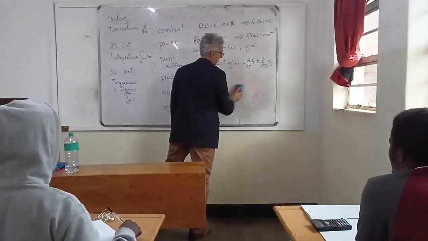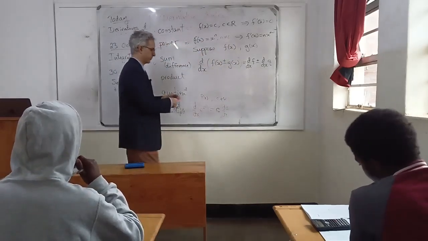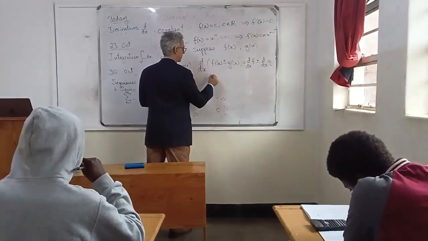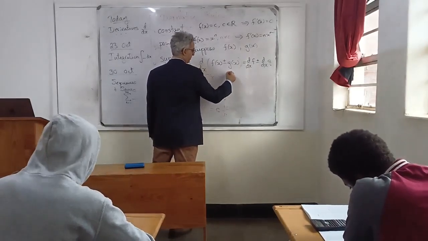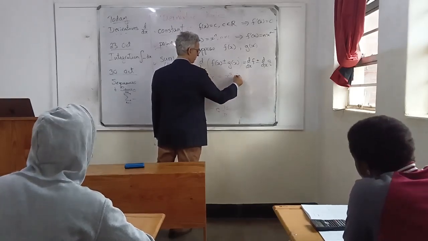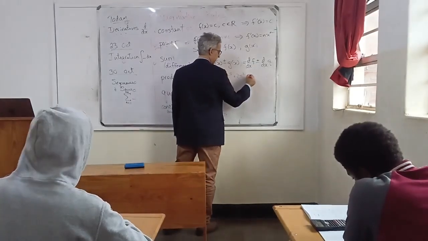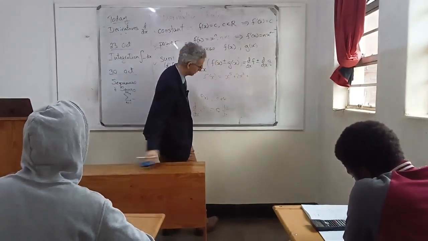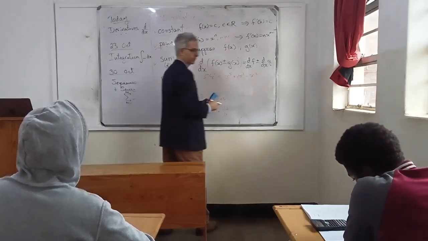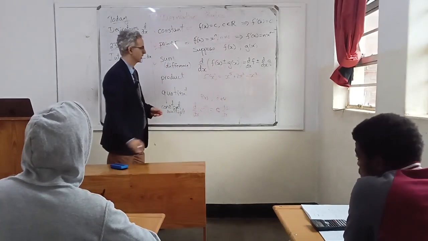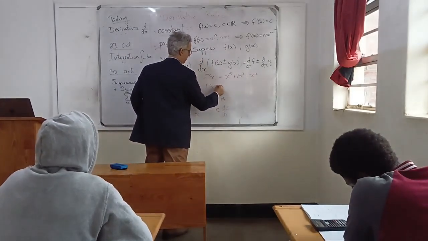Okay, so you want another example? What's your example? f of x is equal to x to the 5 plus 2x cubed minus x squared. That's it? Okay. So let's try this together. We want f prime of x. Yeah?